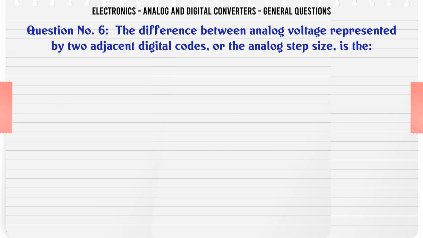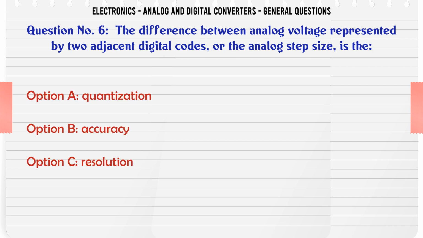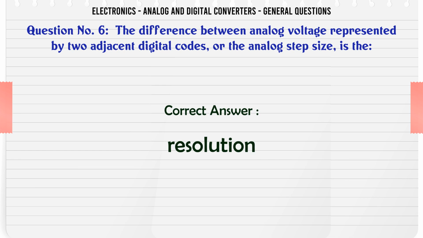The difference between analog voltage represented by two adjacent digital codes, or the analog step size, is the A. Quantization, B. Accuracy, C. Resolution, D. Monotonicity. The correct answer is resolution.